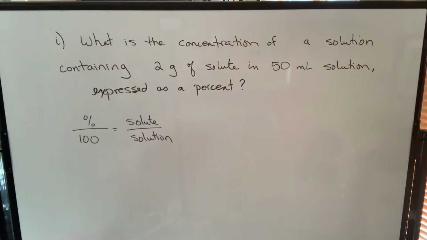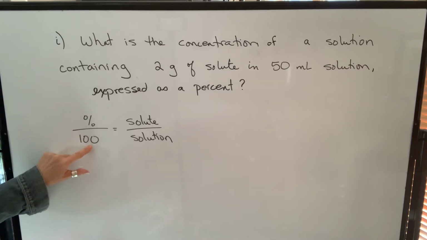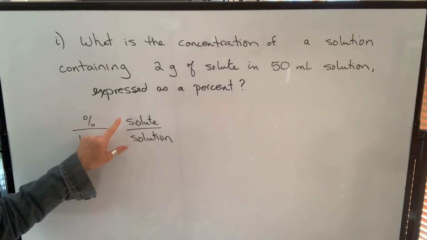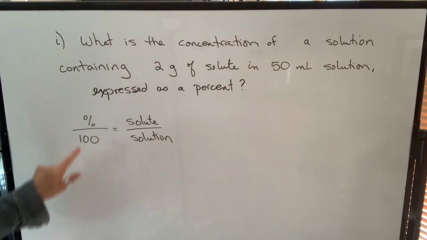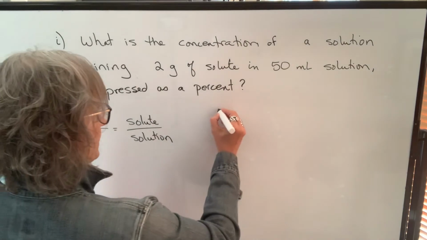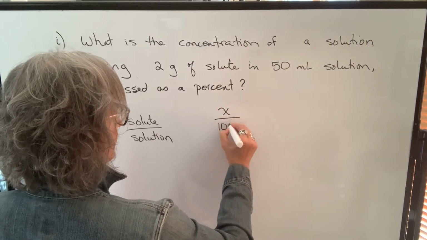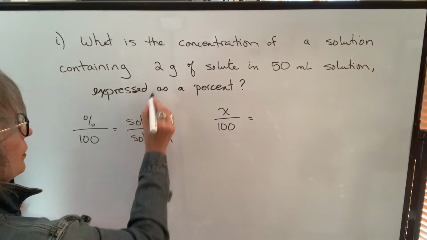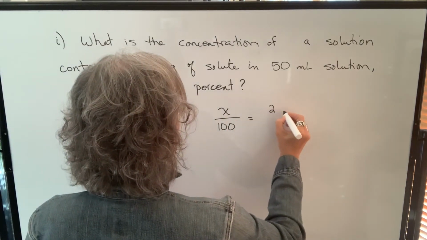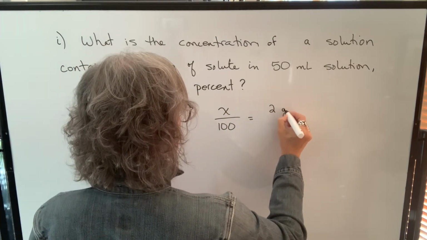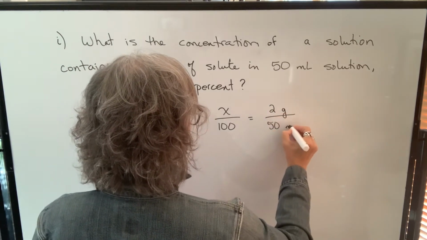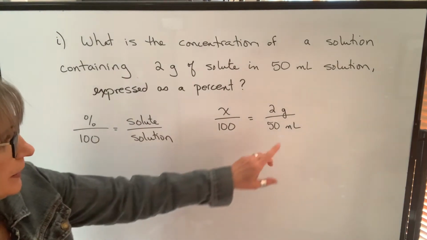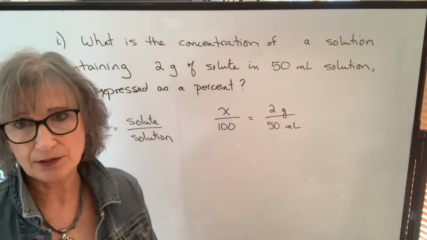When you're dealing with percents, you will always have percent over 100 because percent means per 100. And when you're dealing with solutions, it's going to be the amount of solute over the amount of solution. So in this case, we don't know percent. That's our unknown, that's x over 100 will equal the amount of solute over the amount of solution.